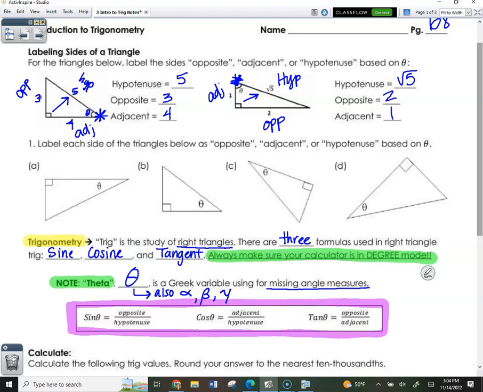Before you label anything based on theta, what are you supposed to label? Find the hypotenuse. Draw an arrow from the right angle to the hypotenuse. Label it as hypotenuse. Then go to theta. Focus your attention from here. What's opposite? The opposite would be left here, and then this would be adjacent. Finish B, C, and D.